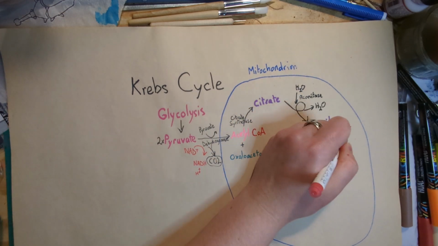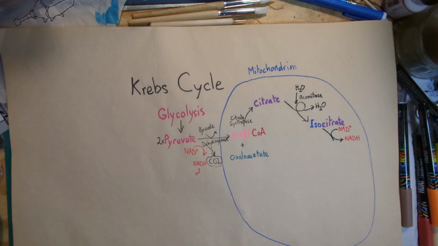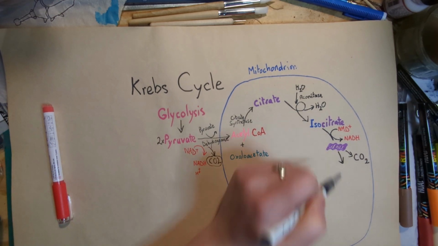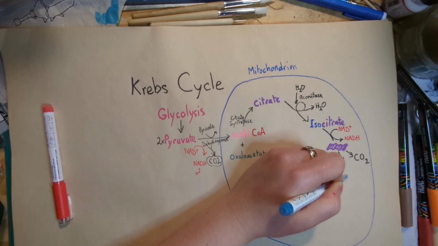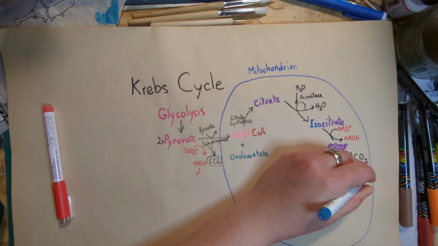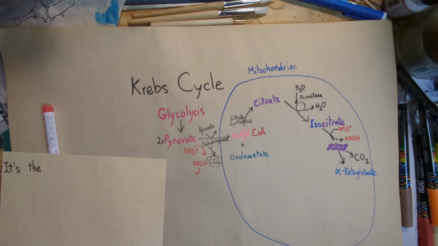Isocitrate, get oxidized, reducing NAD plus to the advised NADH in the chorus. The result of this, an unstable carpet. It loses CO2, then gets turned into alpha-ketoglutarate.